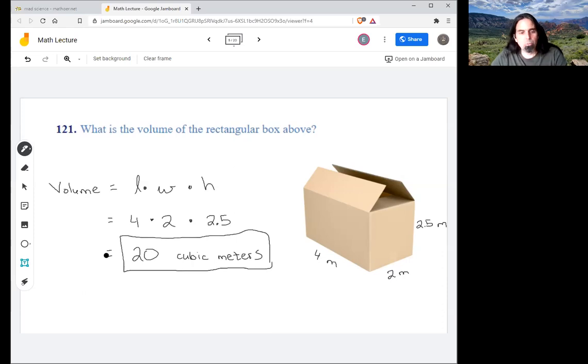If you wanted to, you could write this a little differently. You could say 4, and if you put the meters in, then it might make more sense to use the other notation where the numbers all multiply to 20, and then m times m times m is meters cubed. So you might see on a test someday this notation, which just means cubic meters.